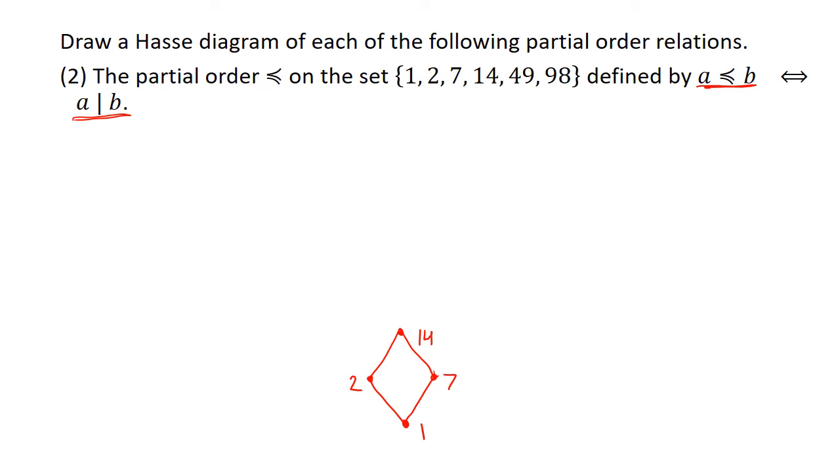Okay, and then 49. 49 is divisible by 7, but not by 2 and not by 14, because those are even. So 49 can just go above 7, like this. And then 98 is actually divisible by 49, and it's also divisible by 2, so it's also divisible by 14. So 98 is going to go right here. I'll put that above 49 and above 14, and then it's also above everything else by transitivity. So that's it.